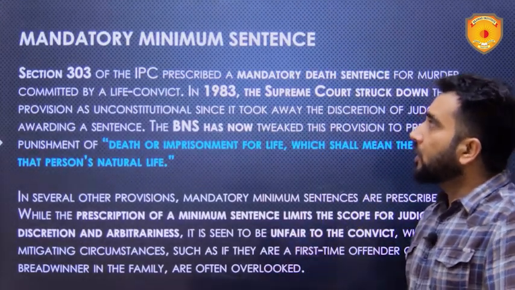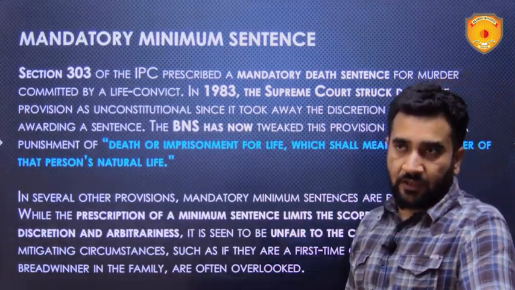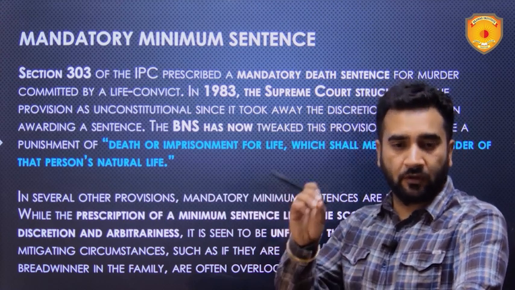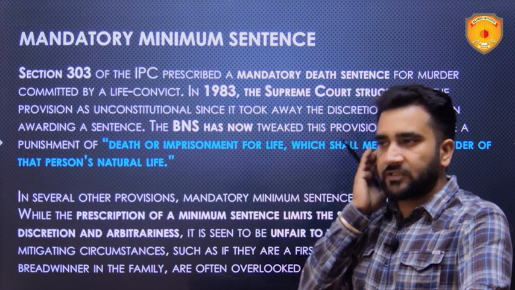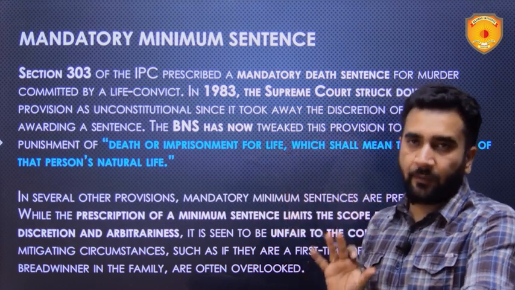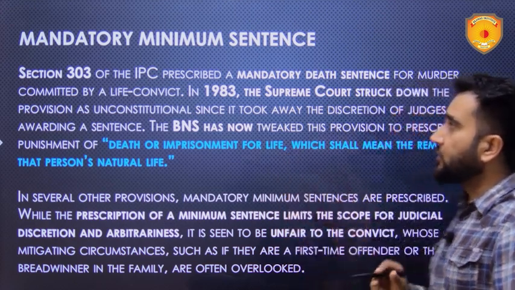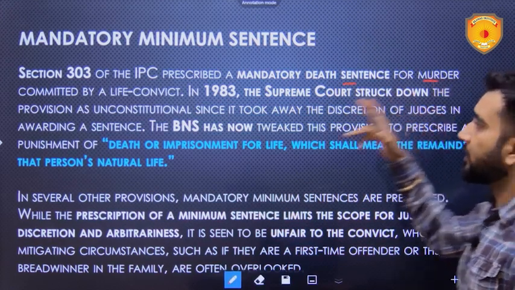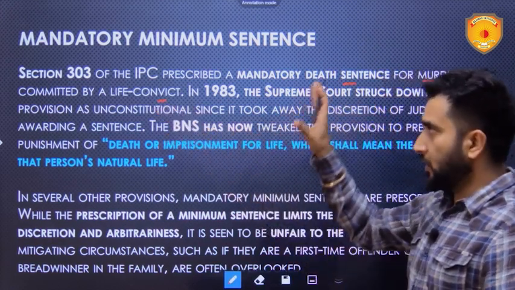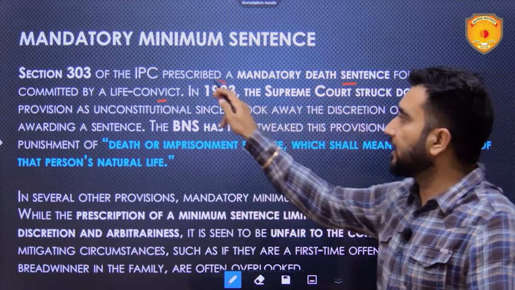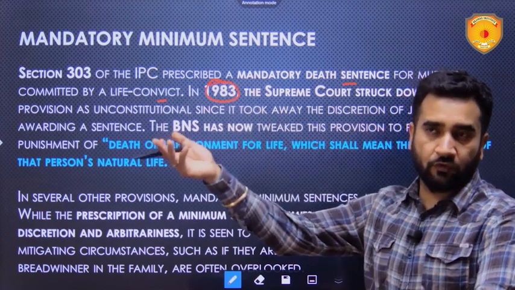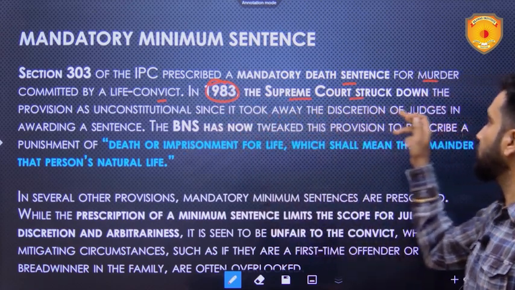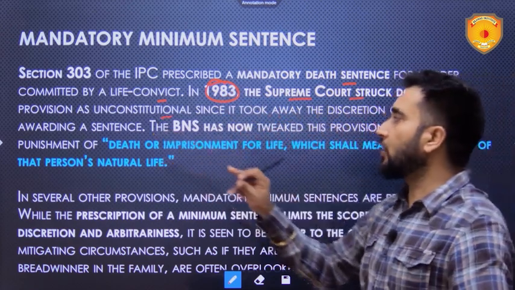Then mandatory minimum sentence. If you commit any offense, there are provisions of mandatory minimum sentence, that this much minimum, you will get the punishment. So Section 303 of IPC prescribed a mandatory death sentence for murder committed by a life convict. So before 1983, anyone who was involved in murder had to be hanged till death. But in 1983, the Supreme Court struck down the provision as unconstitutional.